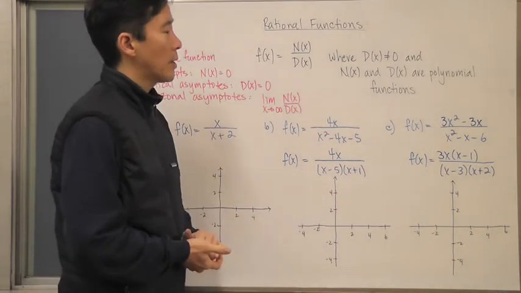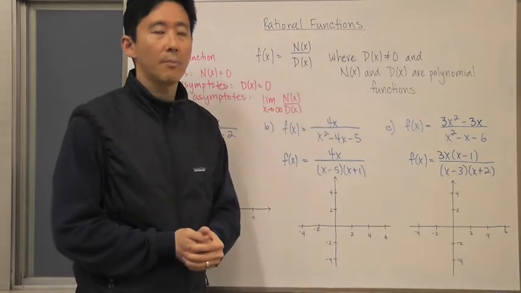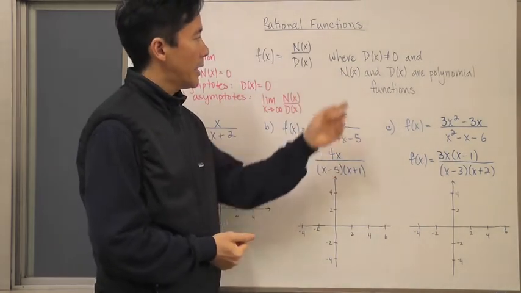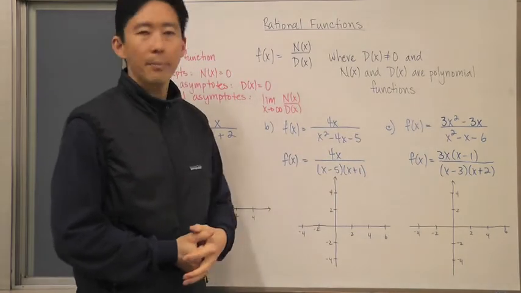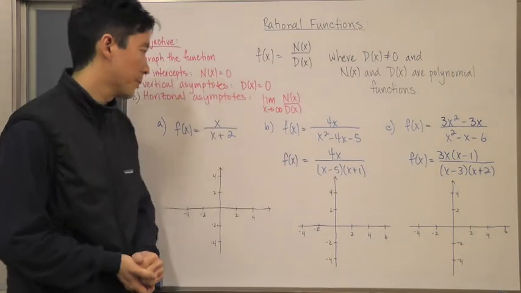So notice the one thing that we cannot have is d of x being equal to 0, because of course you cannot divide by 0. And notice that n of x and d of x are both going to be polynomial functions. So what does that mean? Let's just take a look at a couple of examples.